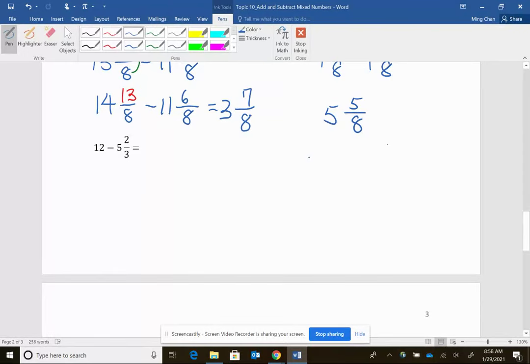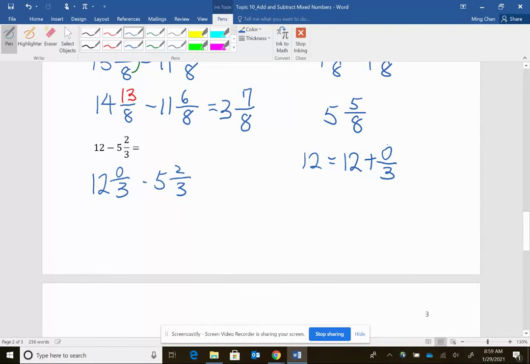So technically this 12 can be viewed as 12 plus 0 over 3. Why do we write like this? Well, think about it. 0 over 3 is 0. 0 plus 12 is still 12, right? So if I can write 12 as 12 plus 0 over 3, that means 12 itself is technically 12 and 0 over 3, minus 5 and 2 over 3.